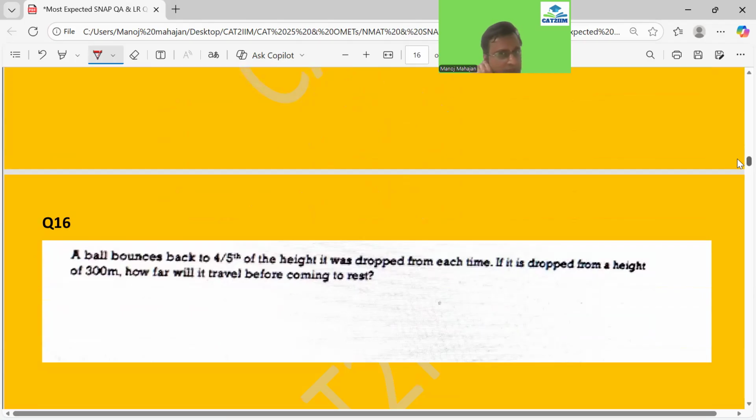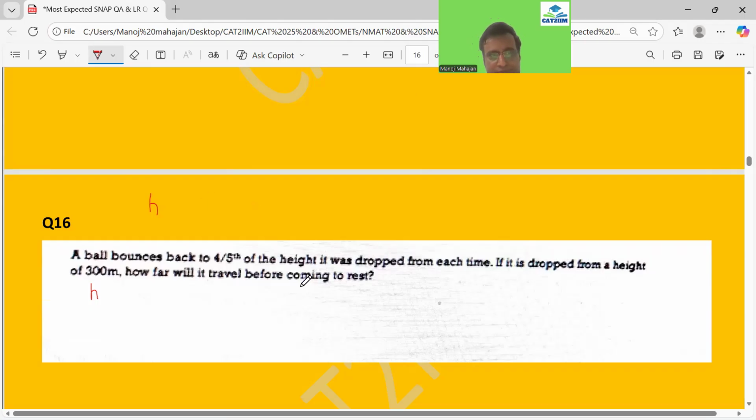A ball bounces back to 4/5 of the height it was dropped from each time. If it is dropped from a height of 300 meters, how far will it travel before coming to rest? So in this scenario, you actually get a geometric progression, right? So let's make a GP out here. Initially, you would be getting H, dropped. I'm just taking a general example with the height H. After making that, instead of H, you can replace it with 300.